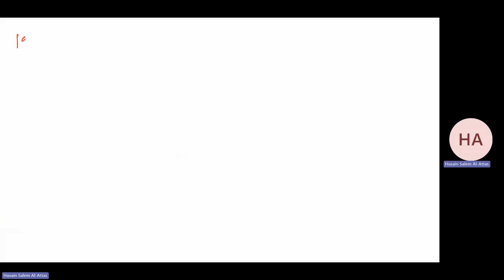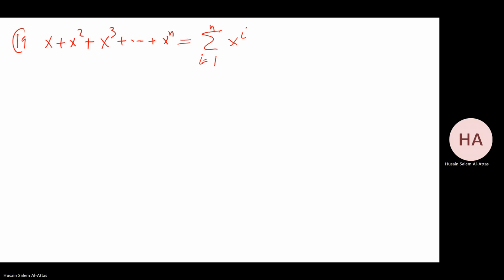Okay, this one, 19. x plus x squared plus x cubed plus x to the power n. I'll write the summation. Need to be careful here. It's the power things. So x to the power i, where i starts from where? From 1 up to n. So I have x to the power 1 plus x to the power 2 (i equals 2) plus x to the power 3 (i equals 3) and so on up to n.